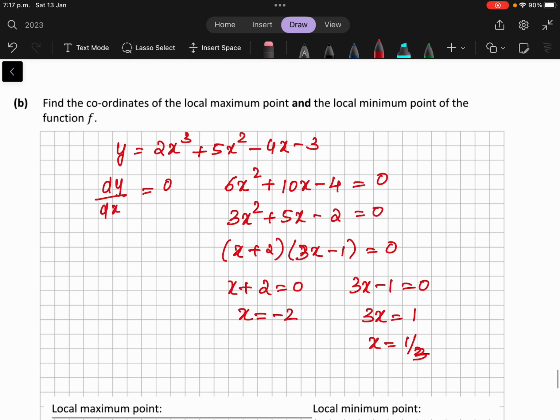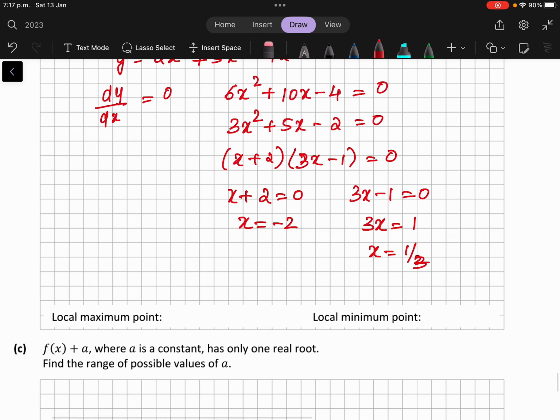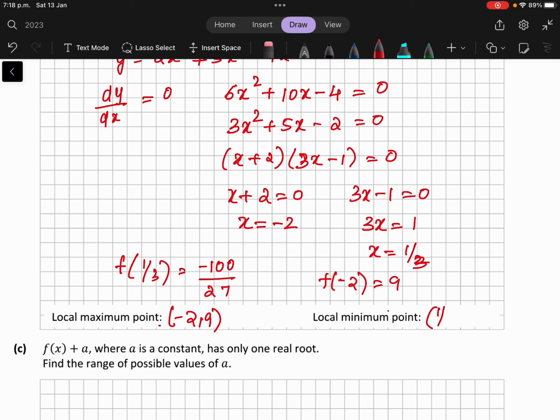Okay, and that is not enough, so you need to find the maximum point and the minimum point. So you have to find f of 1 over 3, that you will get as minus 100 over 27 by subbing in the value, and f of minus 2, you will get as 9. So the maximum point will be (minus 2, 9), and the minimum point will be (1 over 3, minus 100 over 27).